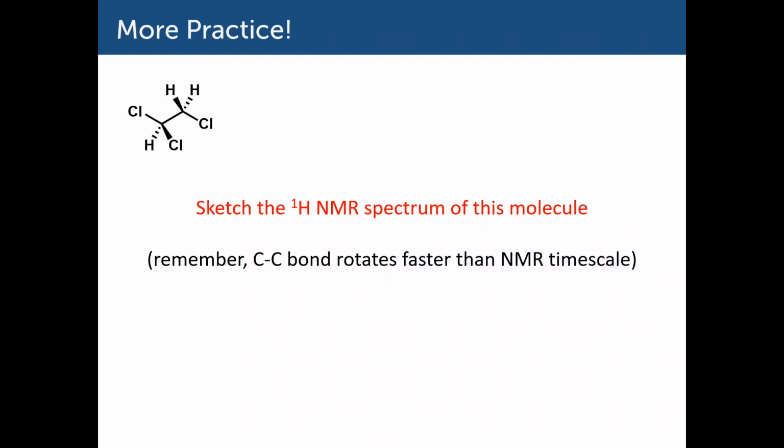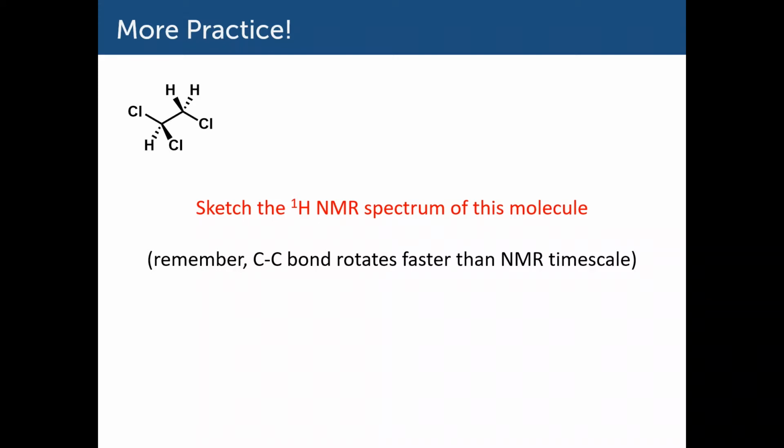So what I'd like for you to do, and we've done this a few times already in this video series, is to sketch the proton or 1H NMR spectrum of this molecule. So we're doing NMR for hydrogen atoms. And just a reminder that the carbon-carbon bond in this compound rotates faster than the NMR timescale. So you'll need to take that into account when you assess equivalency. So pause your video and make a rough sketch of the proton NMR spectrum of this molecule now.